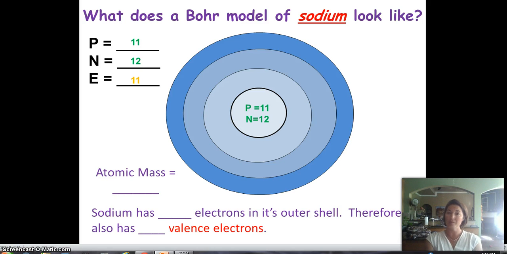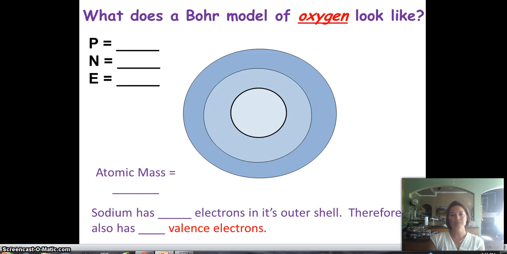I first start by filling up level number 1. 1, 2 electrons. Now that the first energy level is filled, I go to the next one. 1, 2, 3, 4, 5, 6, 7, 8. That's full, so I go to the next one. 1. And so 11 electrons, 2 in the first level, 8 in the next level, 1 in the last level. I add the protons and the neutrons together to get the atomic mass of 23. It has one electron in its outer shell, therefore it has one valence.